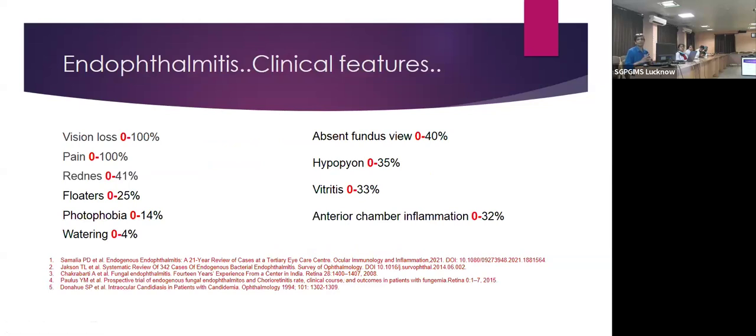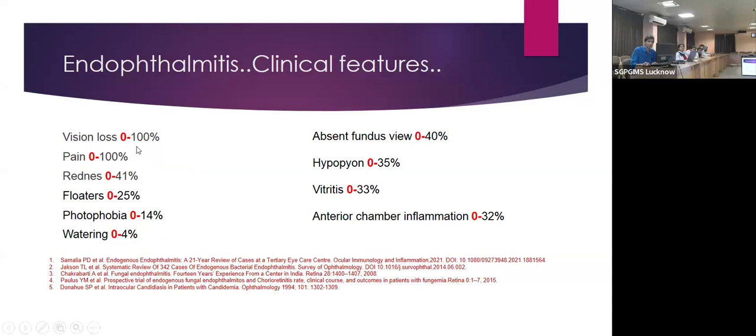Now, it is very interesting actually. What are the clinical features of endophthalmitis? In endogenous endophthalmitis particularly, because in other endophthalmitis, that is traumatic or post-operative endophthalmitis, clinical features are very much clear. Anybody, even the junior most resident, will immediately identify this is a case of endophthalmitis. But here you can see any features may be present or may not be present.